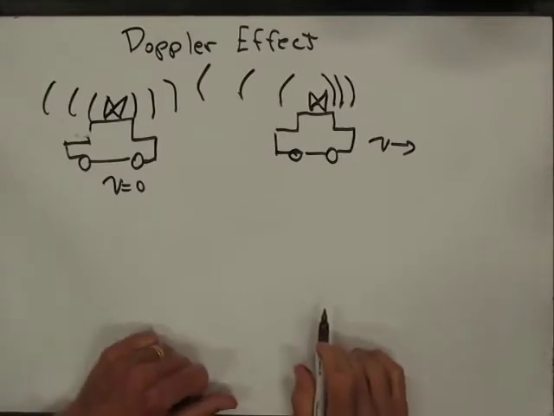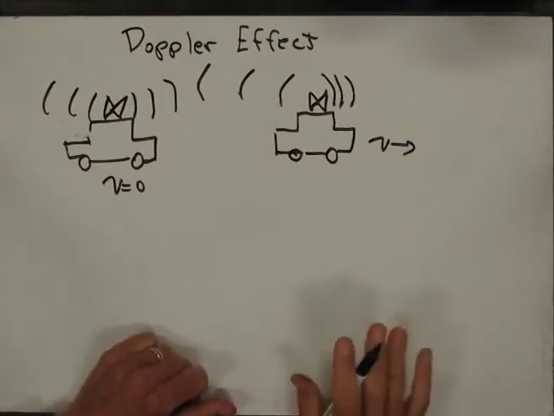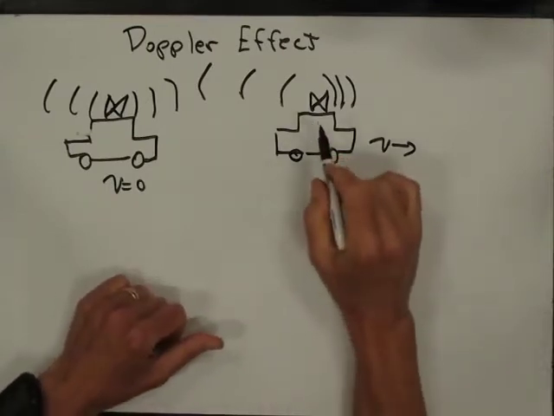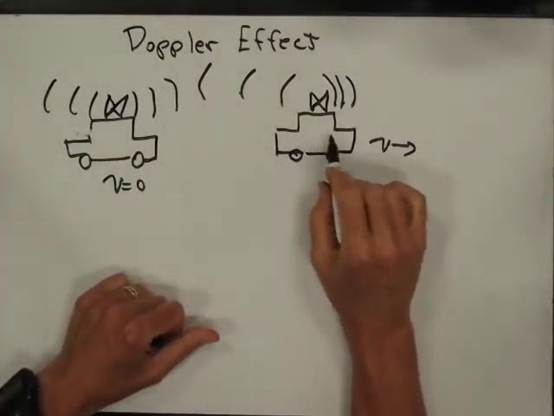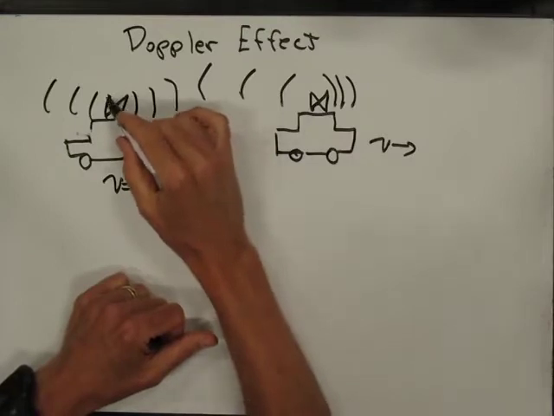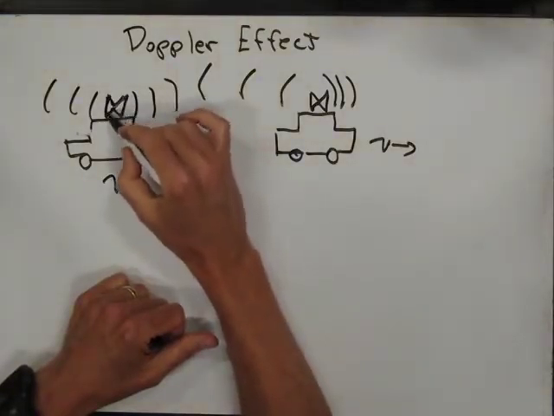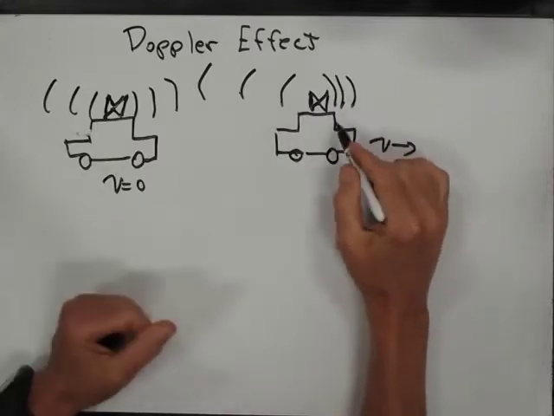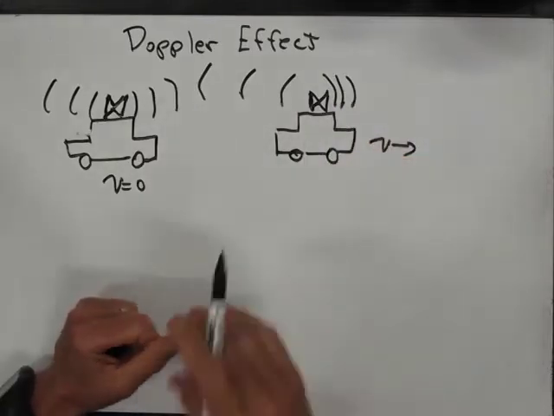So this is the Doppler effect. The Doppler effect shows up in a wide variety of phenomena. The most common one is, so this is supposed to be a car with a siren on top. So this is a speaker, right? And then this is like a police car, a fire truck, or something like that.